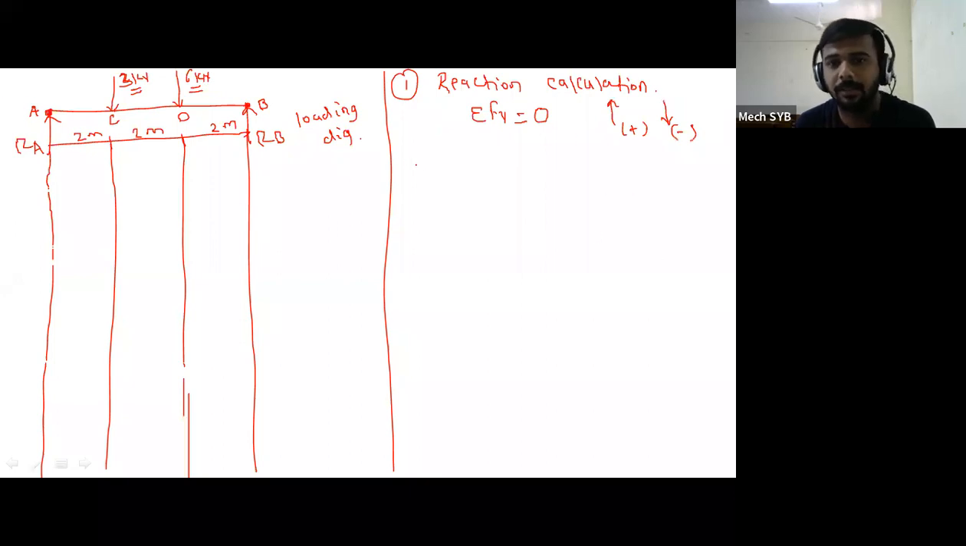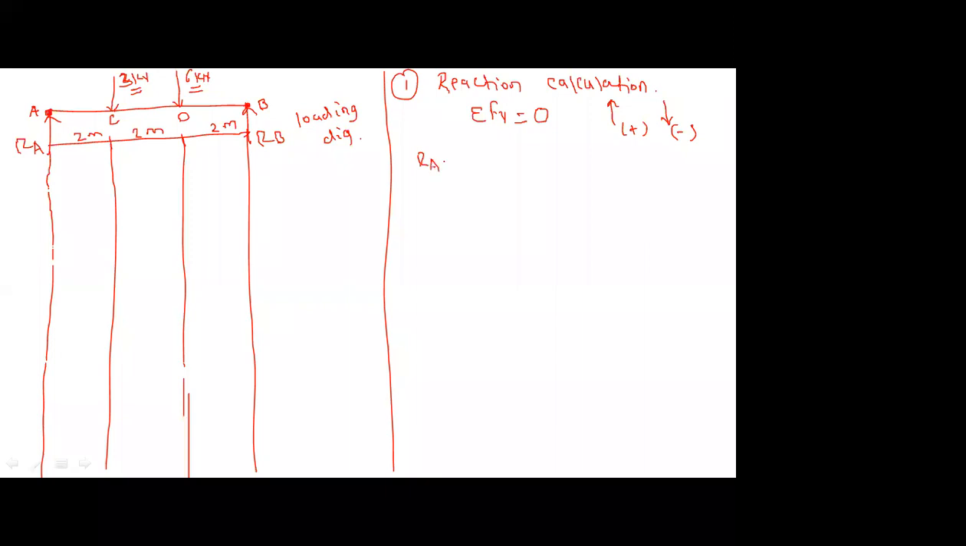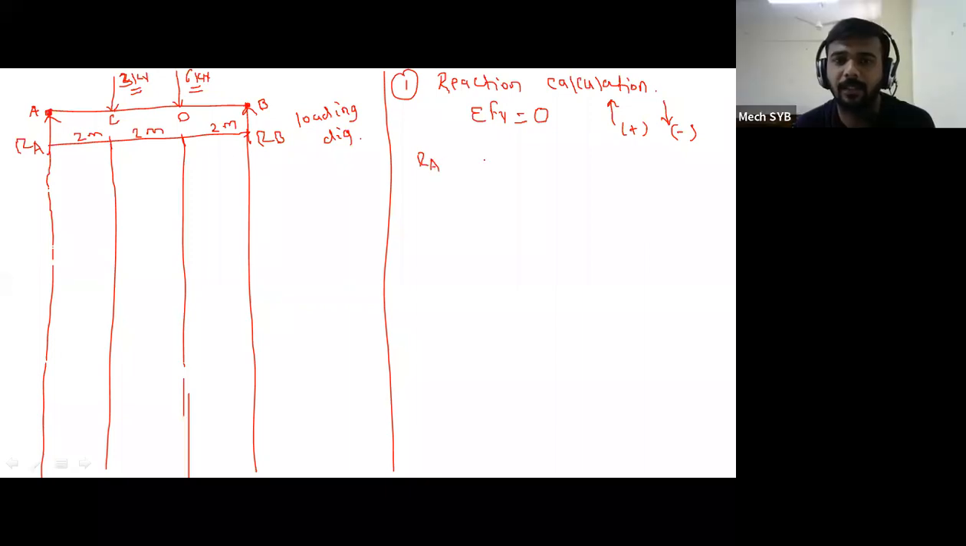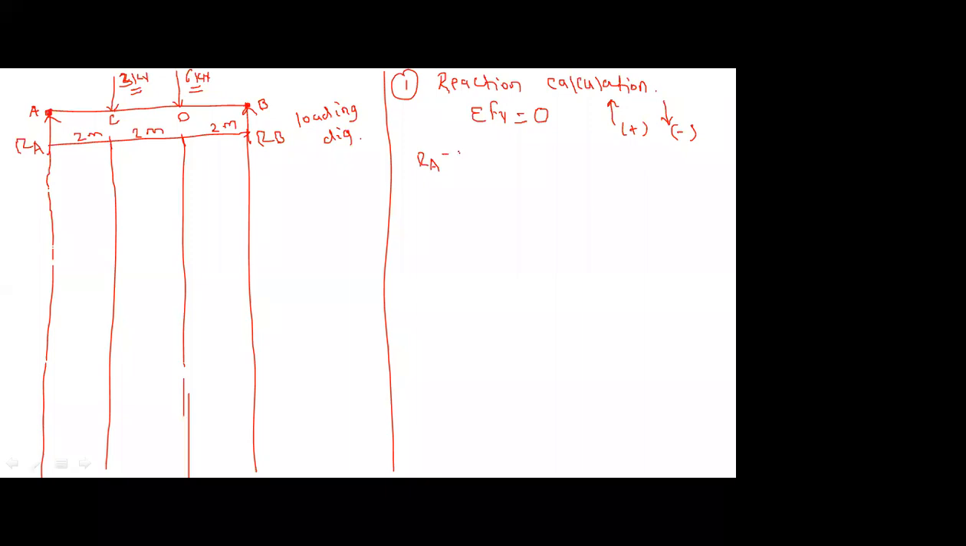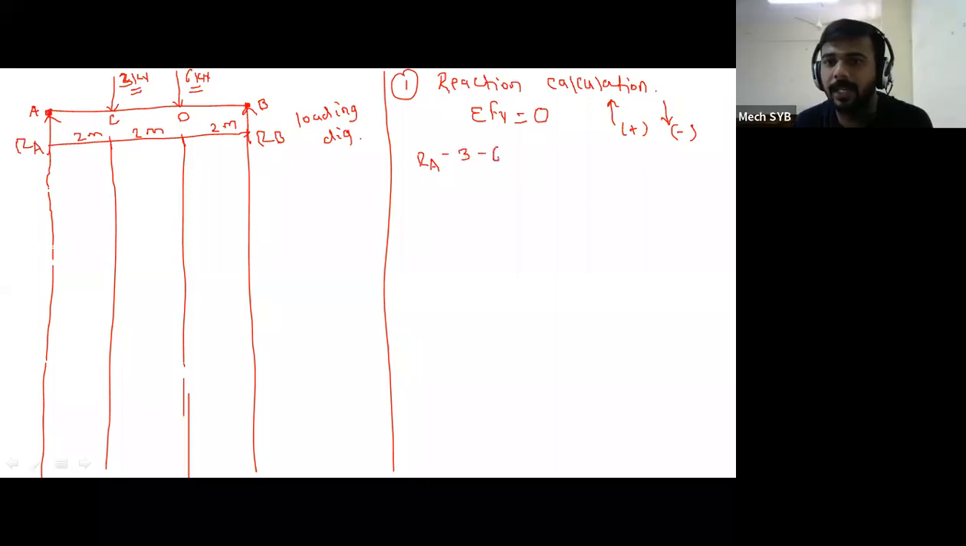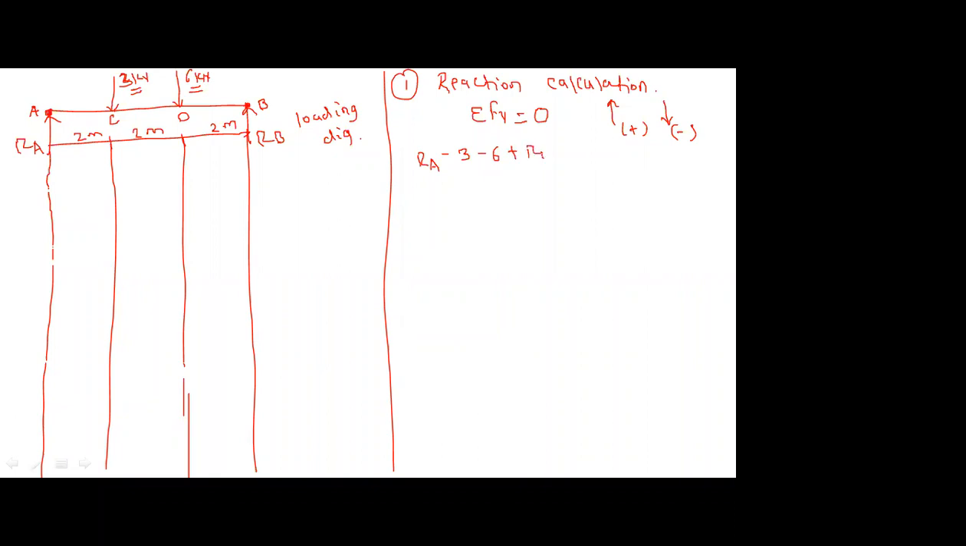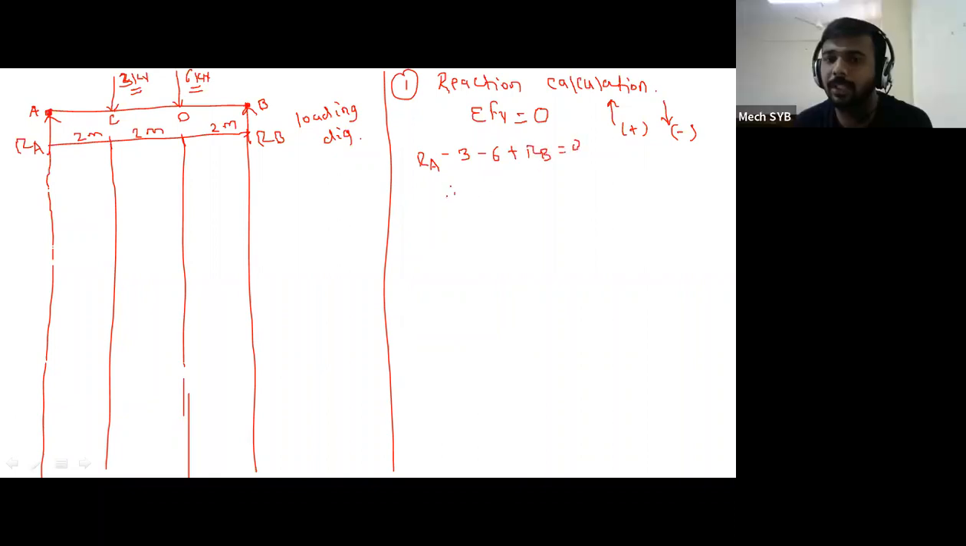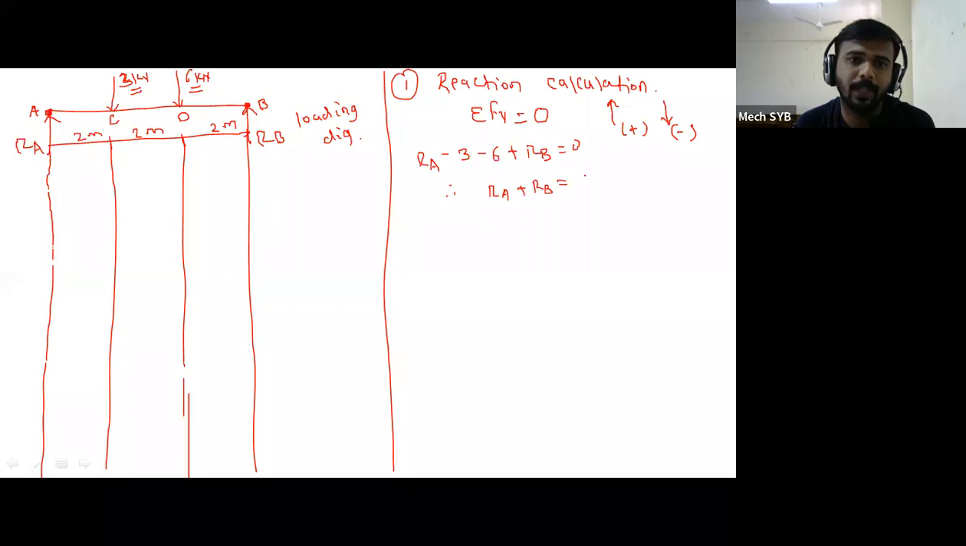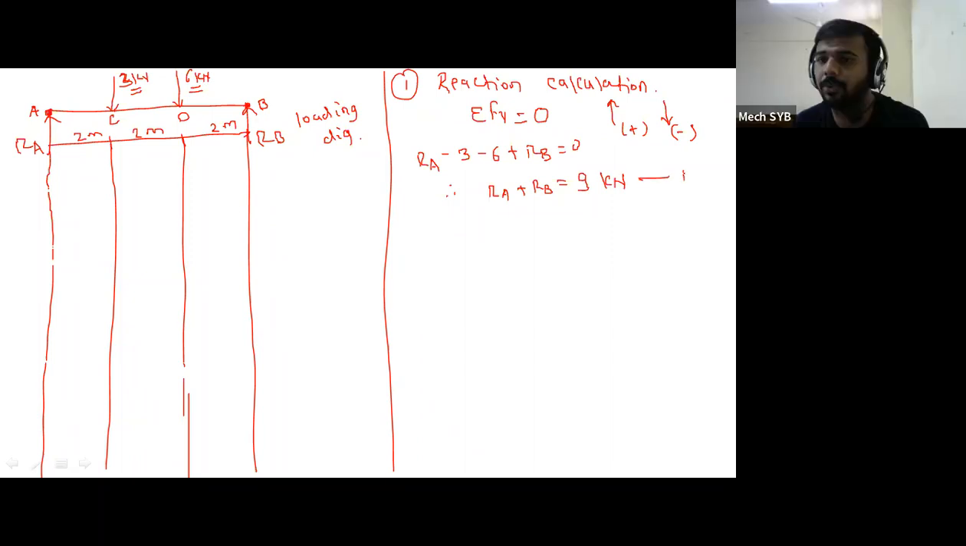What is the reaction? Plus RA. Then next point, point C. What is that? Minus 3. Then minus 6, and plus RB is equal to 0. Then write this equation in the form of RA plus RB, keep as it is. जर हे -3 आणि -6 जर मी लेफ्ट साइडला राईट साइडला घेतलं तर it becomes positive. करेक्ट. -3 प्लस -6 जर मी हे राईट साइडला घेतलं तर +3 + 6. What is the total value? 9 kilonewton. Give this the equation number.